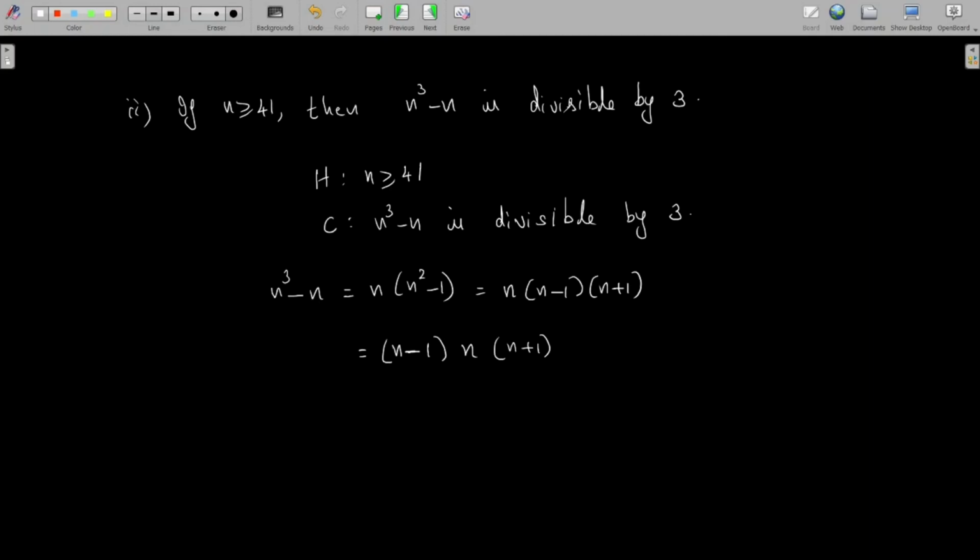We know that the product of three consecutive natural numbers is always divisible by 3. If you take any three consecutive natural numbers, say for example 19, 20, 21, then one of them is a multiple of 3. So here the conclusion is true always, and we didn't use the hypothesis H to prove the conclusion. So regardless of whether H is true or false, C is always true. Therefore, we can conclude that the implication H implies C is trivially true.